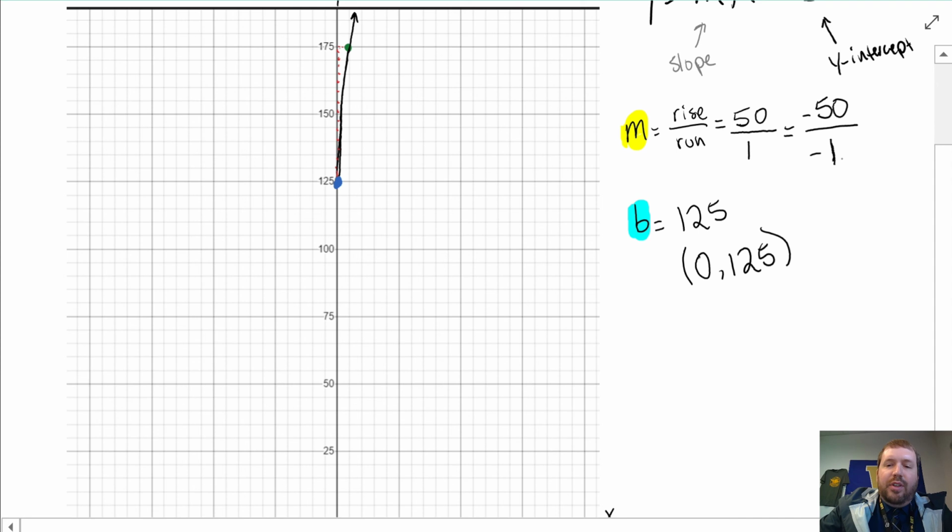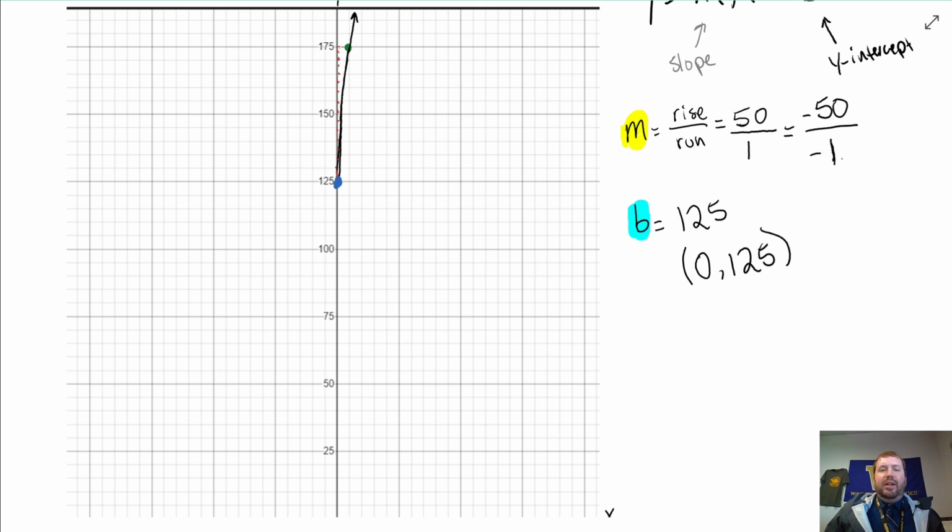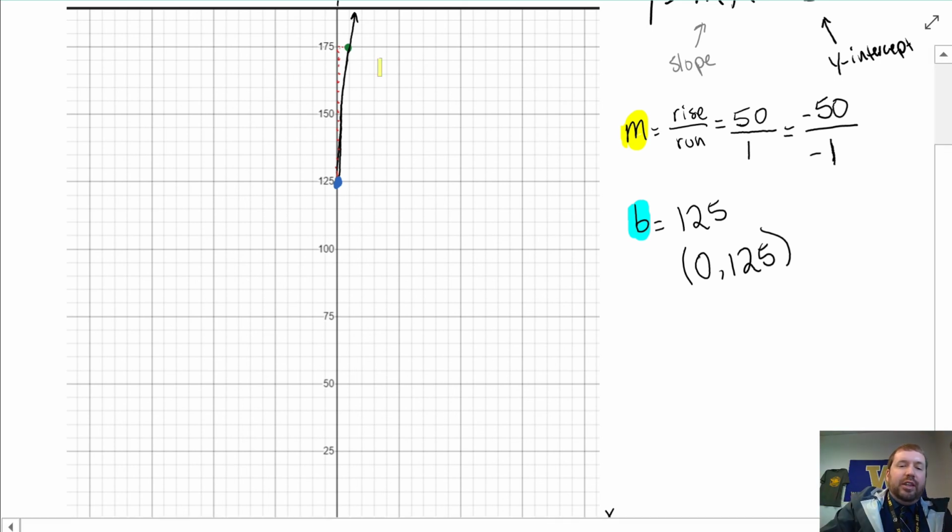Now, you might be thinking, why are we doing a double negative if that equals a positive already? It equals 50. That's a very good thought. The reason that we're doing a double negative is so that we can move in the other direction and we can start looking at what could be graphed in this direction.